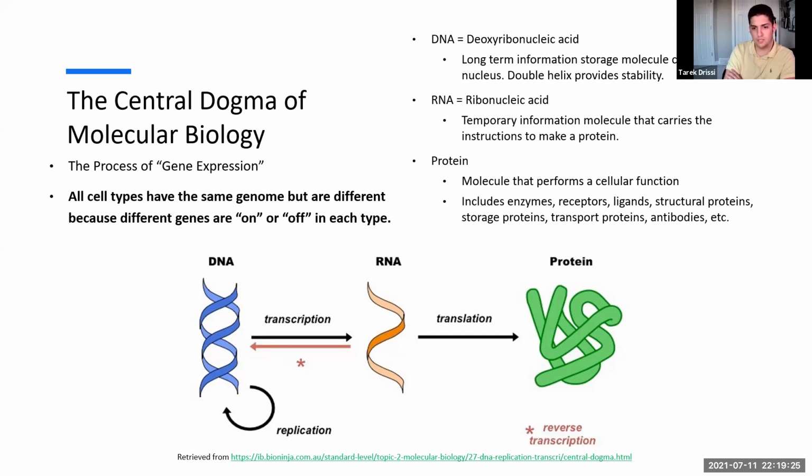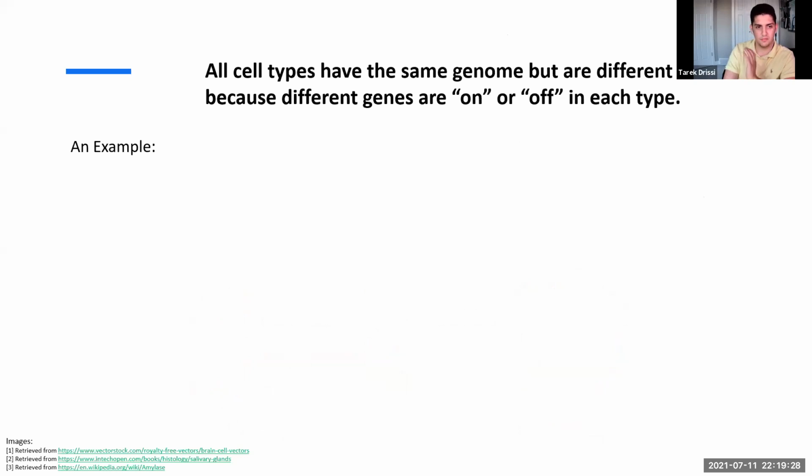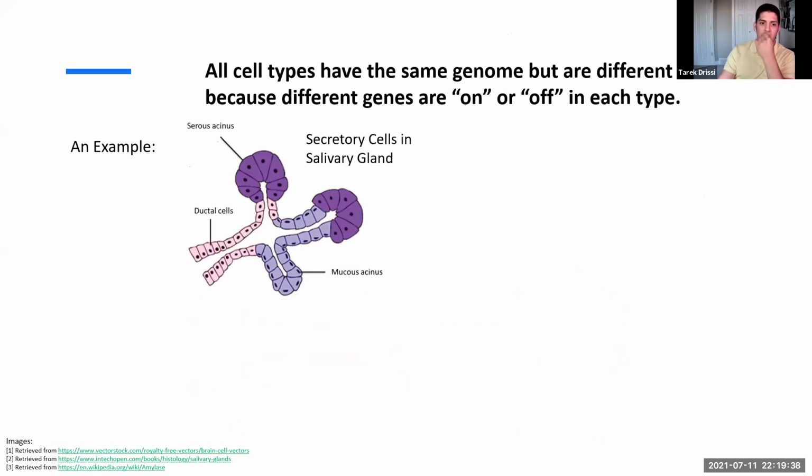Okay, I'm going to move on to an example just to clarify this even more if it's not clear already. So all cell types have the same genome, but are different because different genes are on or off in each type. So an example is, say we have these cells. Each of these is a cell, and this is going to be in the salivary gland. This would be like in your mouth, where the cells produce the saliva.